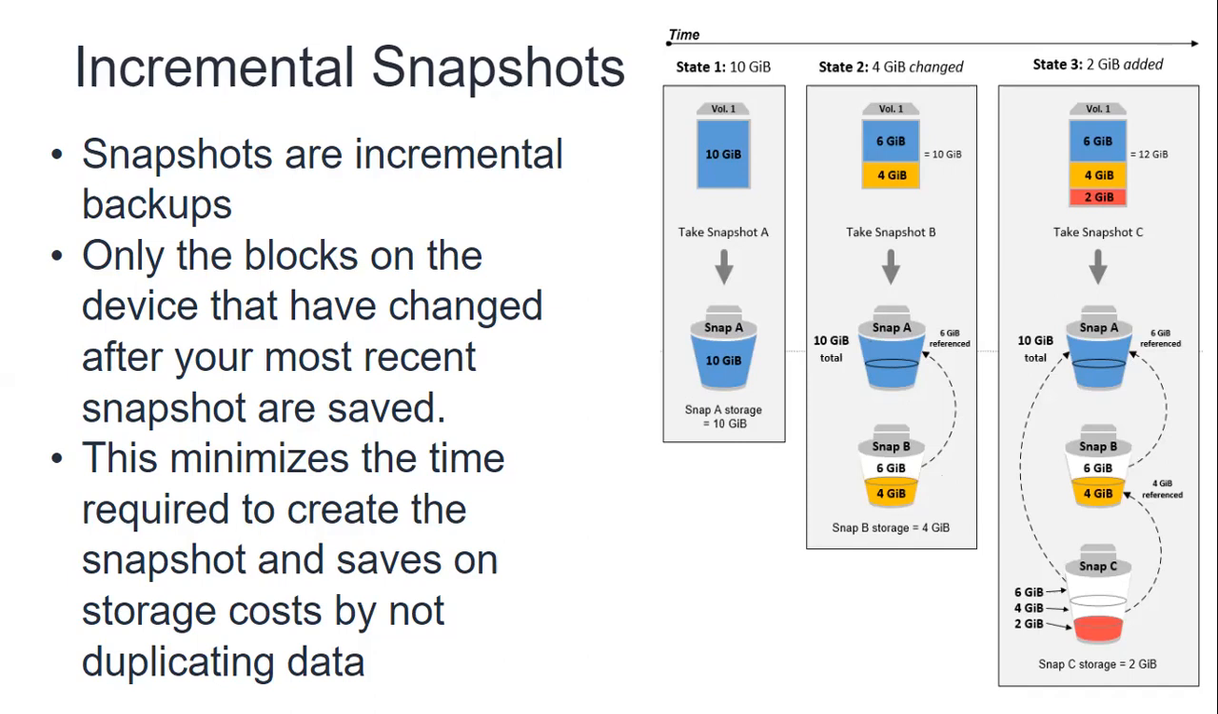Another time, we take another snapshot, and then the change that we have is that we added an additional 2 gig to the data. So now the data is 12 gig. Our third snapshot will just have the 2 gig we added and the reference to the 2 snapshots we had.